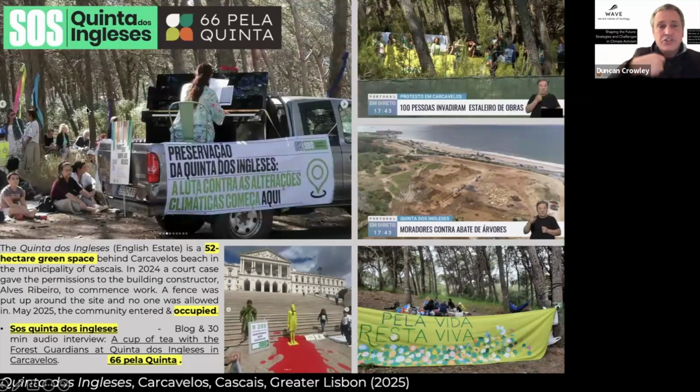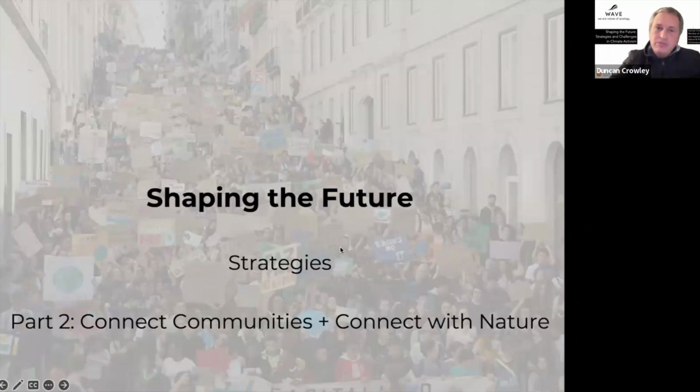And their newest legal challenge, it's a citizen-led plaintiff. The citizens are taking the state to court, basically, because of what they've allowed to happen. That's the 66 Palaquenta. And you can see some of the images of what's going on, including the destruction. And this occupation happened last May. So the links there take you to an interview. You can listen to them and lots more. So that's some of the actions.